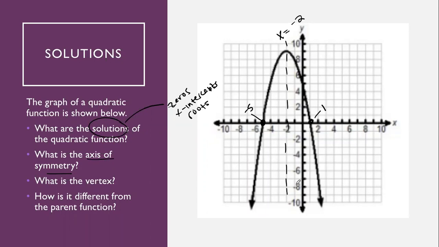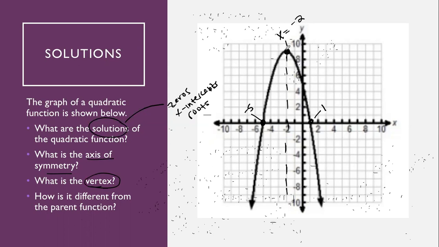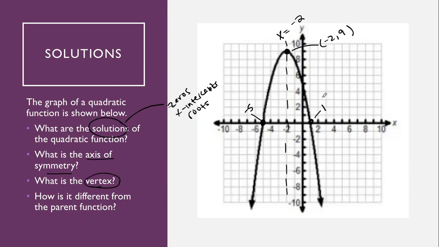Yeah? Okay, next question says, what's the vertex? What is the vertex? Perfect, that's the max or min. So what point is that? -2, 9. Beautiful.